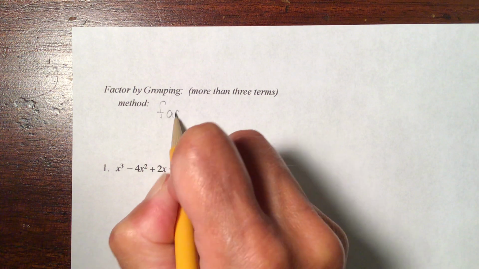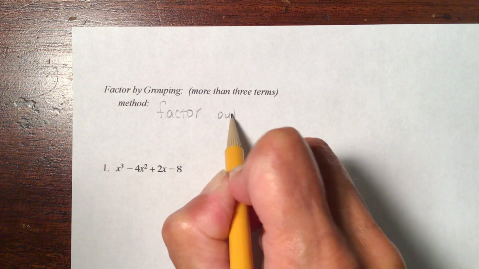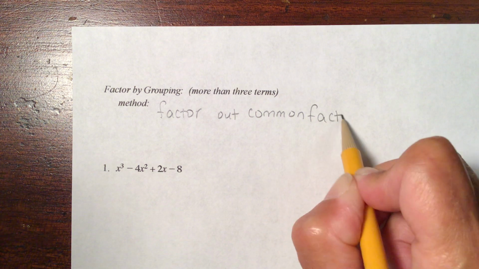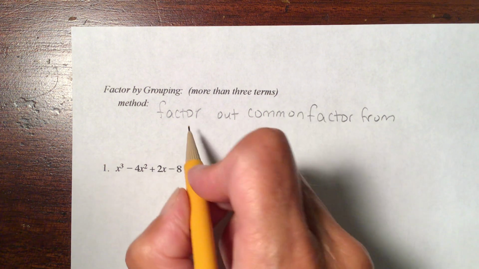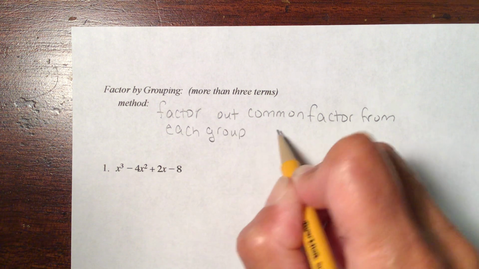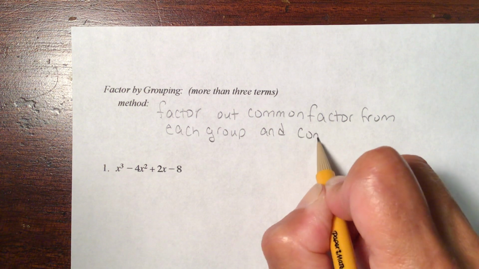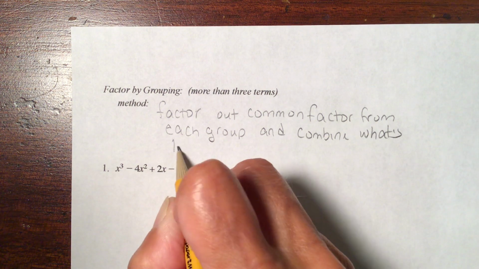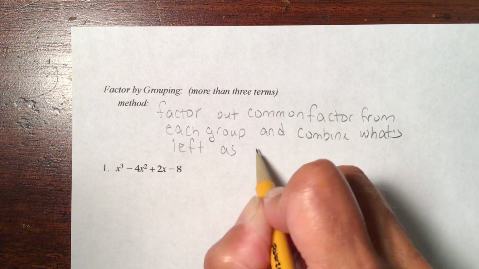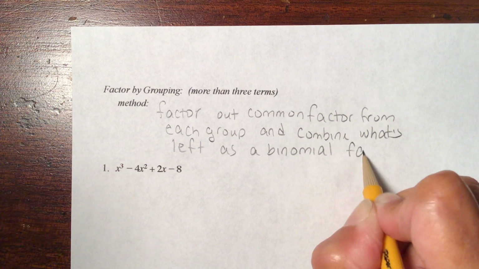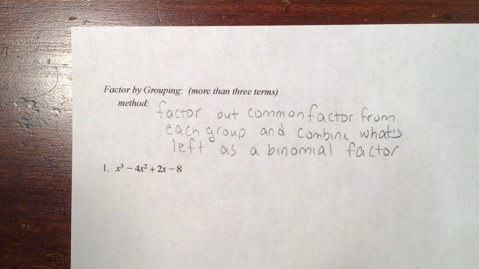Basically, just to remind you, I usually factor out the common factor from each group, and combine what's left as a binomial factor. There might be a better way to describe this, but this is basically the best words I can come up with.